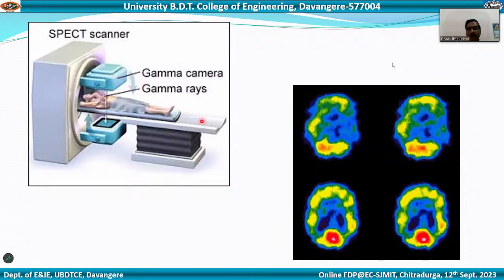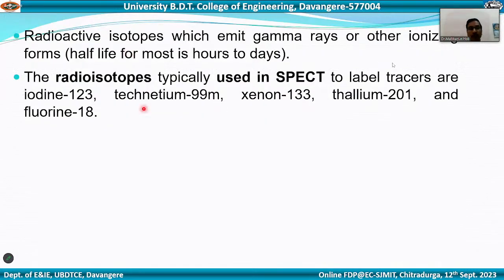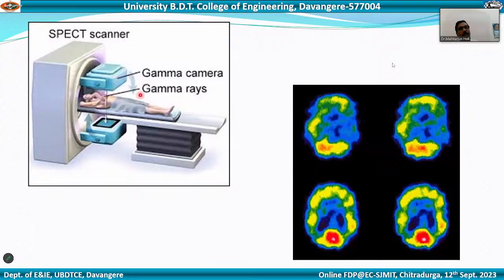We use a gamma camera. Generally, all these radioactive elements emit gamma radiation, so we use a high-end gamma camera. The system is connected to a computer, and again we have a reconstruction algorithm. By using the reconstruction algorithm, we develop the images. These are SPECT images. Here you can see the resolution is not very high quality, but the information we are getting is high.